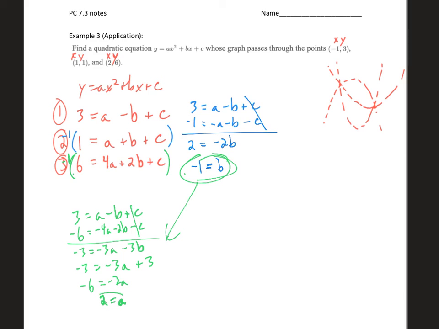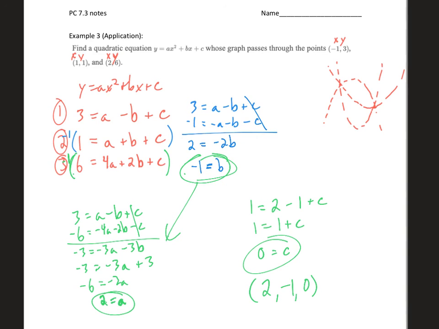So now I know a and b. I need to find c. Go back to any one of the original 3. We'll do the second one because it's nicer. 1 equals 2 minus 1 plus c. So 1 equals 1 plus c. Subtract 1 from both sides. C equals 0. Again, we can write it like that, or we can write it as an ordered triple. So 2, negative 1, 0.